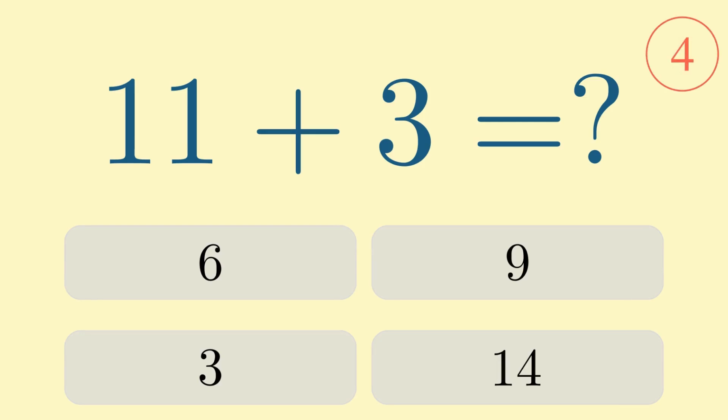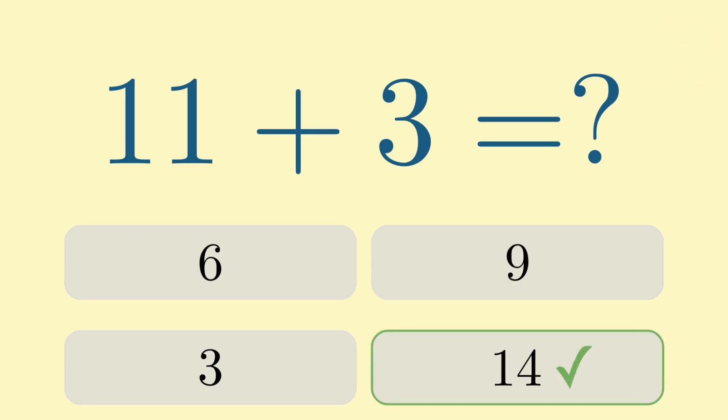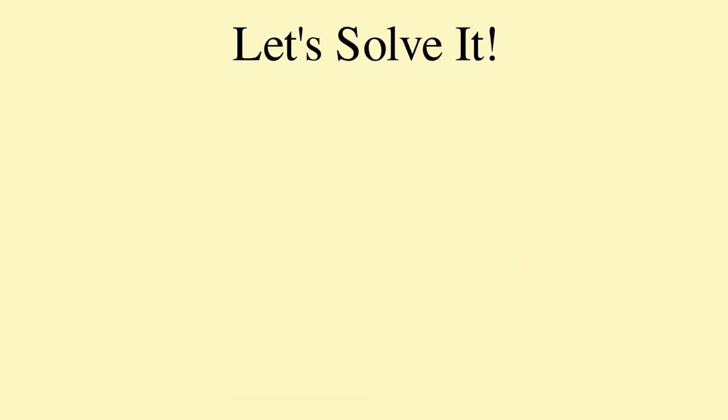5, 4, 3, 2, 1. Time's up. The correct answer is 14. Now, let's see how we got this answer. When adding 11 and 3, we align them in column format. 11 plus 3 equals 14.